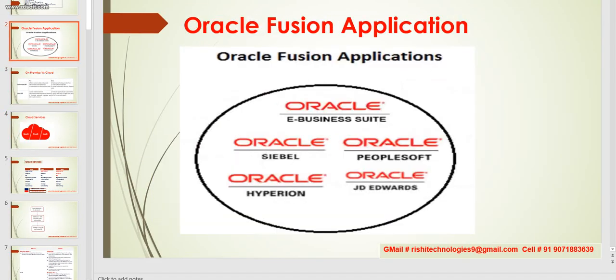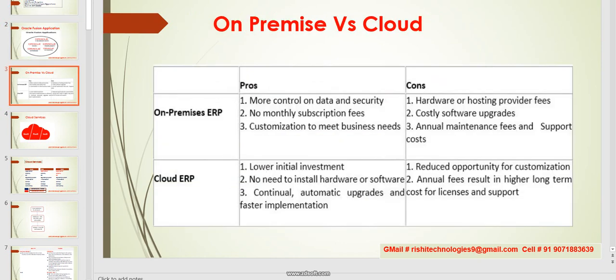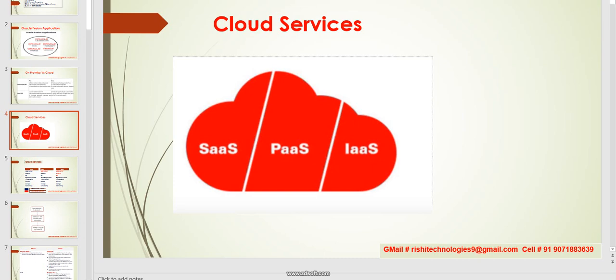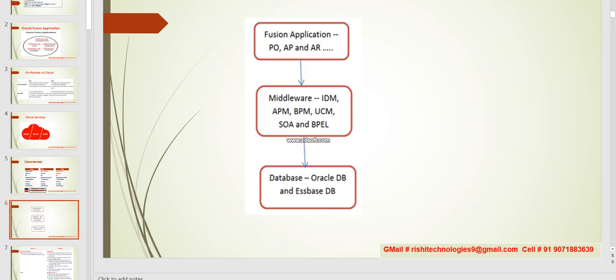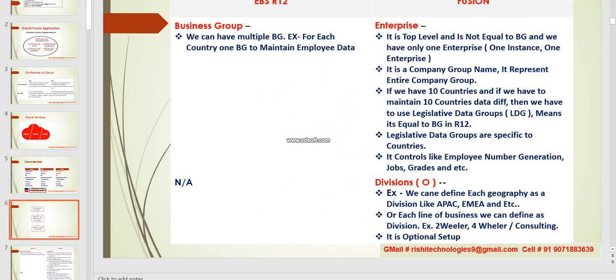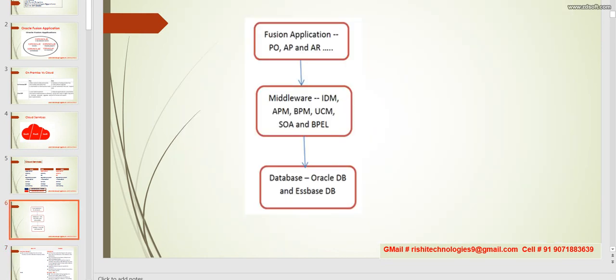Okay, yesterday we discussed what Oracle Fusion is, the difference between on-premises and cloud, and the models available in cloud service like SaaS and PaaS. We discussed all those things, and we also discussed Fusion architecture. Any doubts or clarification needed on yesterday's session?